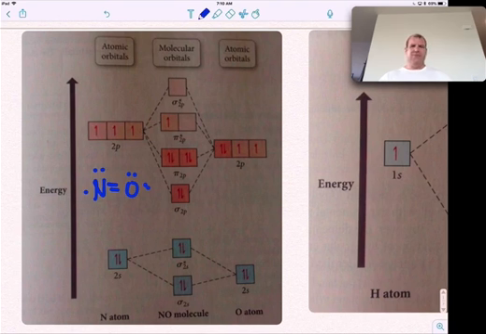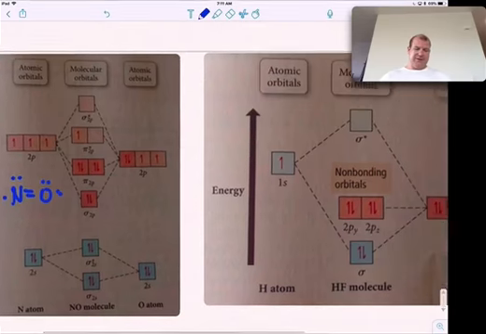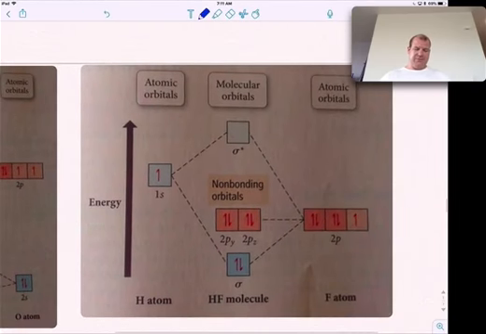Okay, so what happens is that the energy levels are different, and now the molecular orbitals that form, you can't just look at it and say, oh, okay, this is the way it goes. You have to just sit down and do the quantum mechanical calculations and bring them out. But here's nitrogen monoxide. This is the molecular orbital diagram for that, and here it is for hydrogen fluoride.